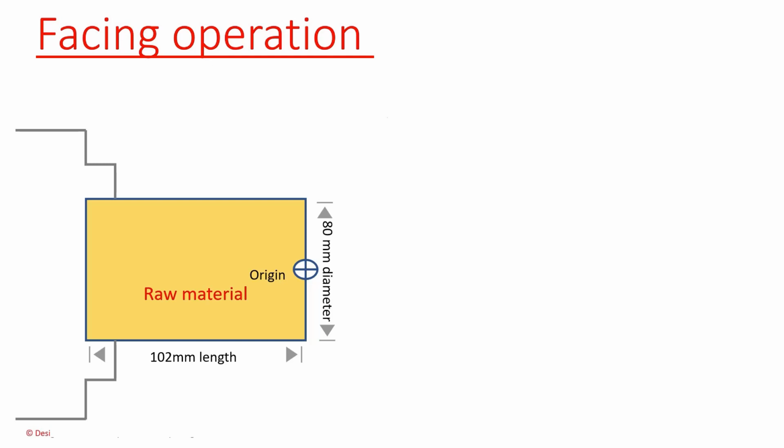It is the origin. Above the origin is X plus, and below the origin is X minus. The X-axis is called the radial axis. The right side of the origin is Z plus, and the left side of the origin is Z minus. The Z-axis is called the axial axis.